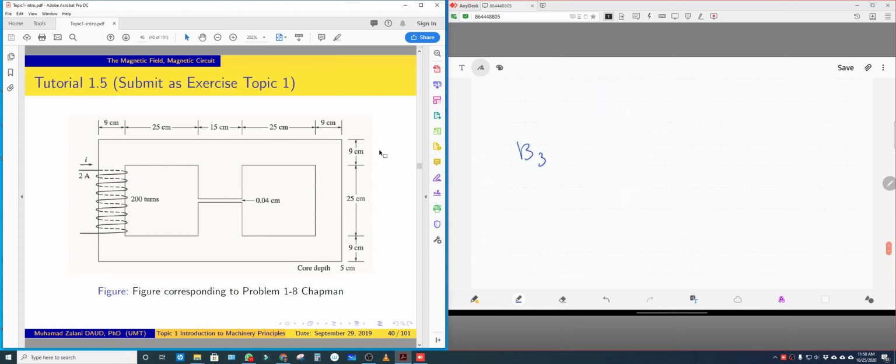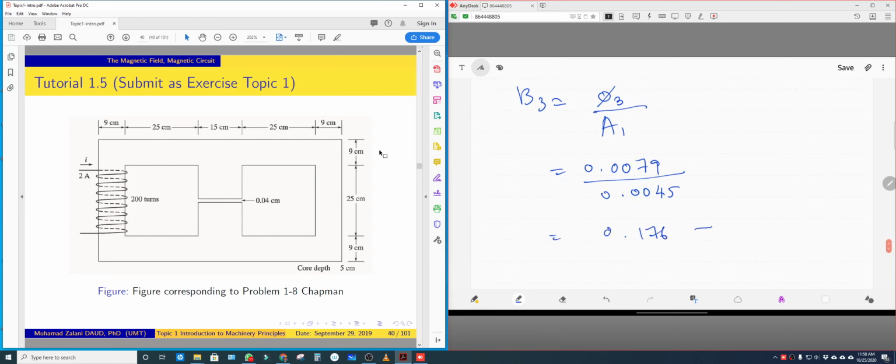And B3 is phi 3 over A3, which is A1, the same, because the area on that side is the same. So 0.00079 divided by 0.0045 gives 0.176 Tesla. So that is all for the answer.